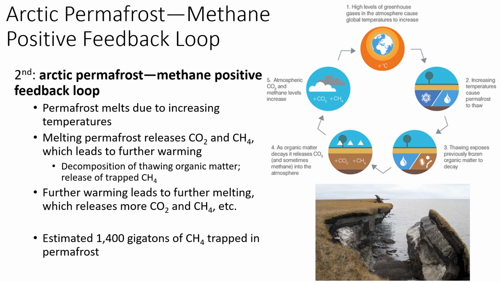Okay. And it's estimated that there is 1,400 gigatons, so 1,400 billion tons of methane trapped in the permafrost. Not only is this methane trapped in the form of organic molecules that can be decomposed and turned into methane, but there is also methane itself, like the gas methane, trapped in this ice, in these ice wedges and in the permafrost itself. So it can just directly release methane into the atmosphere when it melts as well.